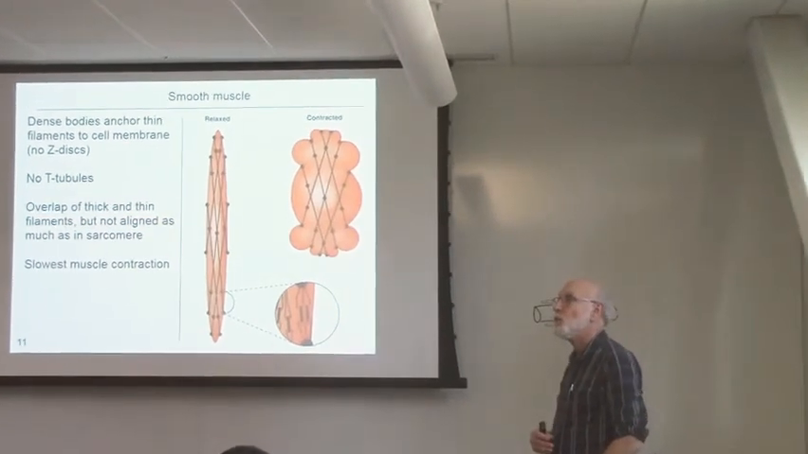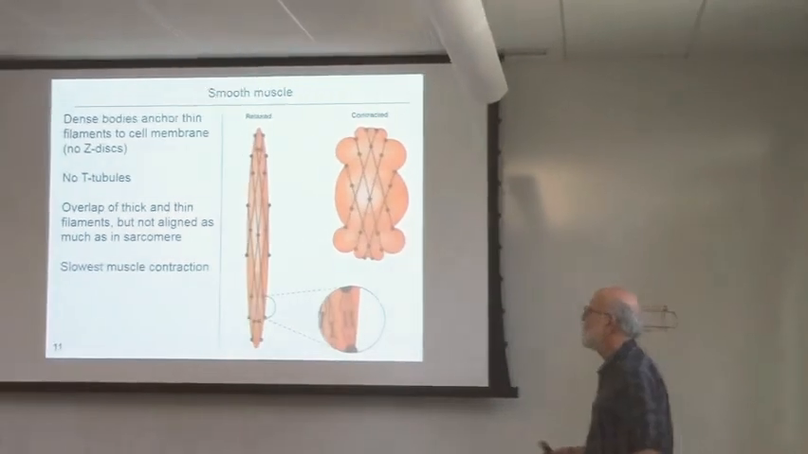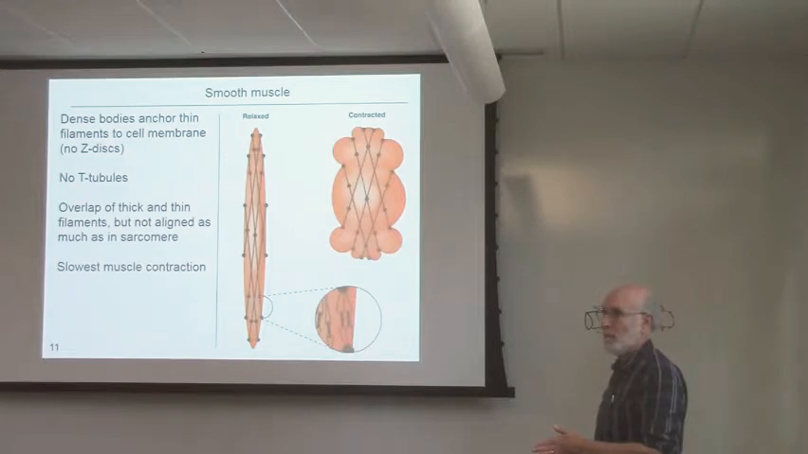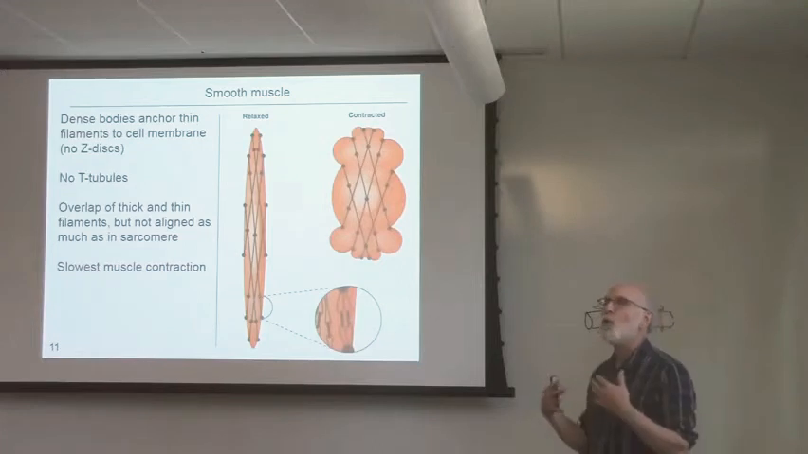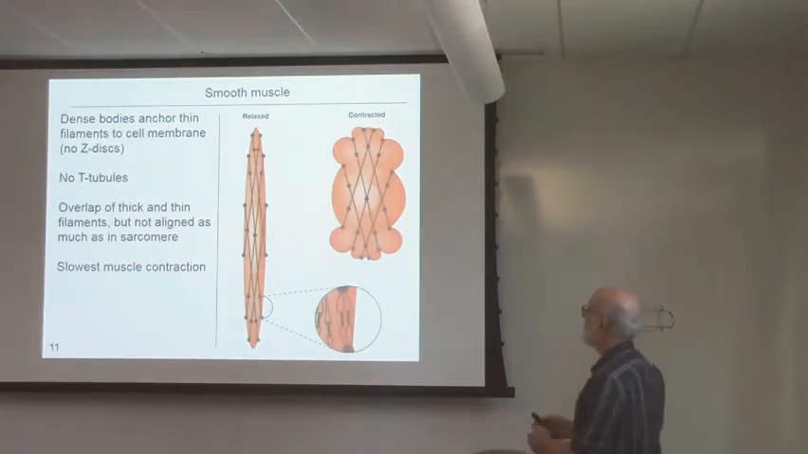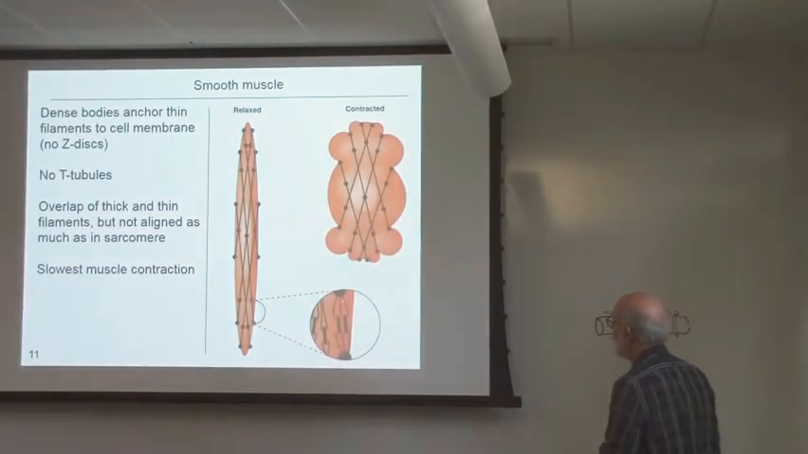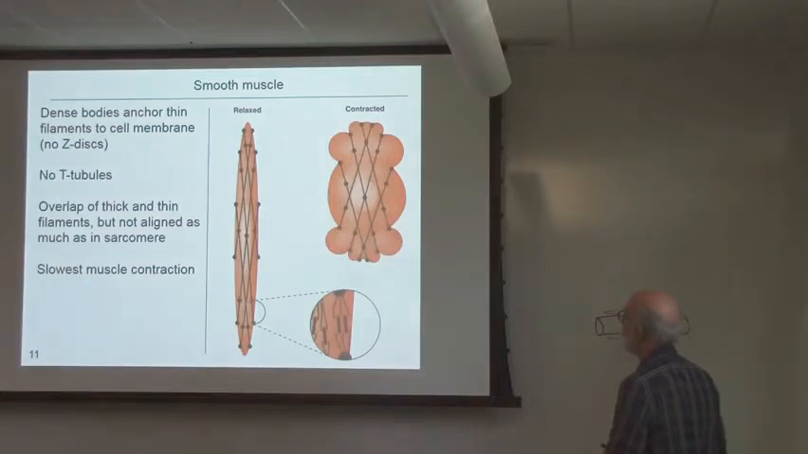They don't have T-tubules, they don't have sarcomeres, but they do have thick and thin filaments. They do have myosin thick filaments and actin thin filaments. They just aren't organized into sarcomeres. And they're organized in this sort of meshwork of thin and thick filaments. And in the network, the thin filaments are connected not to Z discs, but to something called dense bodies on the surface membrane.